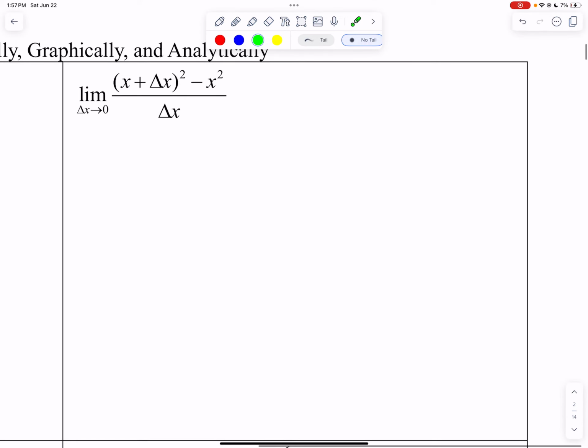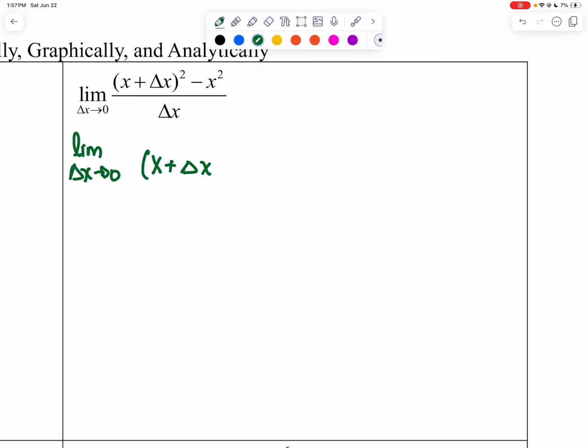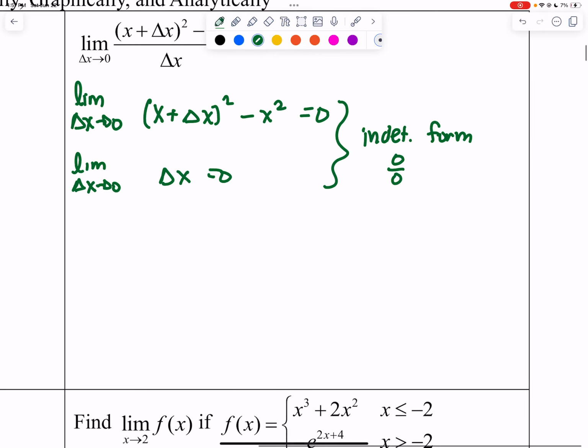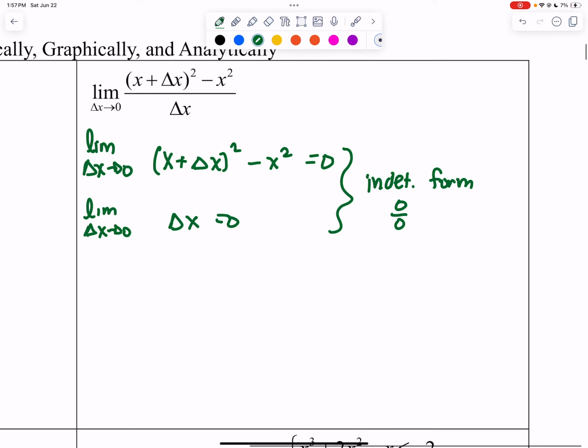So here I have the limit as delta x approaches 0 of (x plus delta x) squared minus x squared over delta x. So here, once again, I'm going to go ahead and do my little statement, because if I were to plug in delta x here, that's going to be 0. X squared minus x squared is going to give me 0. And then, of course, my denominator is going to be 0. So this is an indeterminate form of 0 over 0.